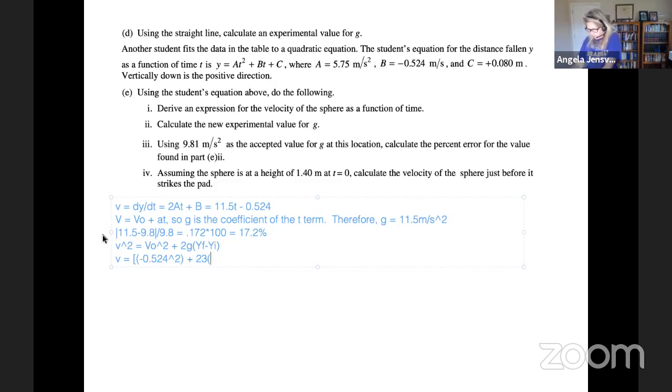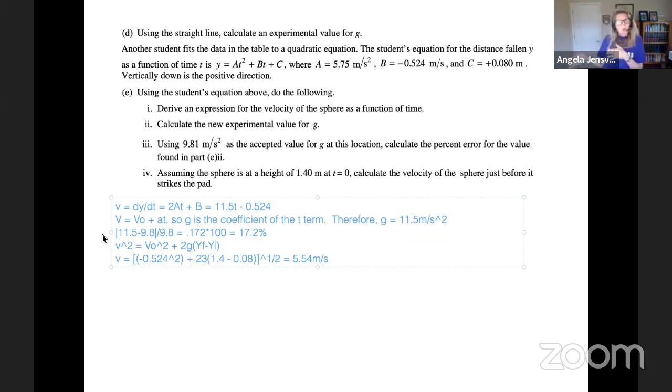Okay, so y final is 1.4. And if you look at the equation, there's a constant of 0.08, which is your y naught, 0.08. Now I have to put my final bracket on, and then I have to raise it to the 1/2 power. If you put that in your calculator, you get 5.54 meters per second. Okay, they're going to give you better numbers, so you could do it on a 4-function calculator.